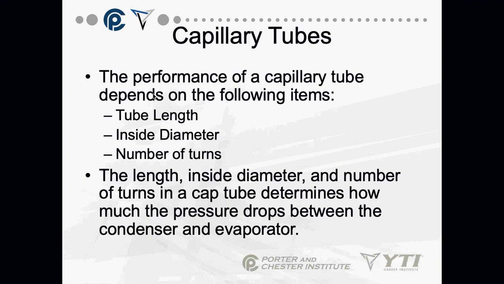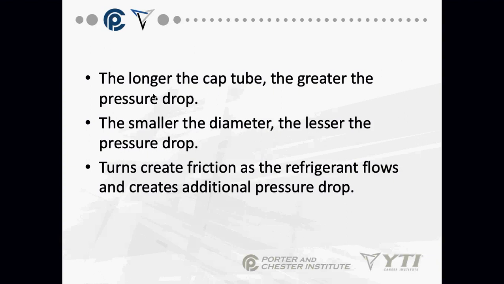Okay? So the number of turns, the length, and the inside diameter of a cap tube determine how much pressure drops between the condenser and the evaporator. I have the high pressure coming into the cap tube, and these three characteristics of the cap tube make a difference. It tells me how much pressure drop I'm going to have. The longer the cap tube, the greater the pressure drop. The smaller the diameter, it should say the greater the pressure drop. Smaller diameter. Okay, that should say the greater the pressure drop.